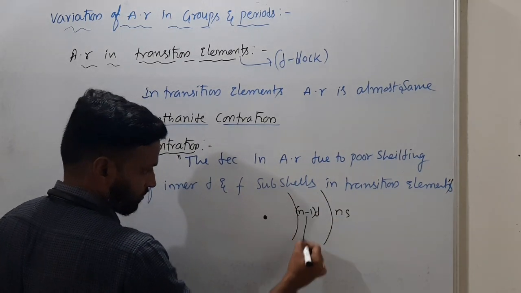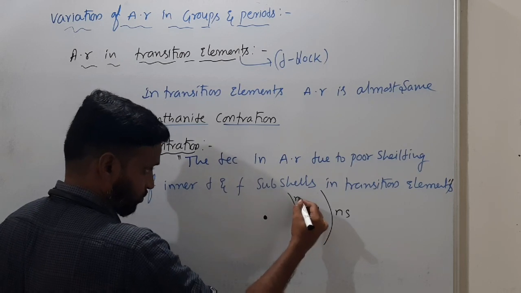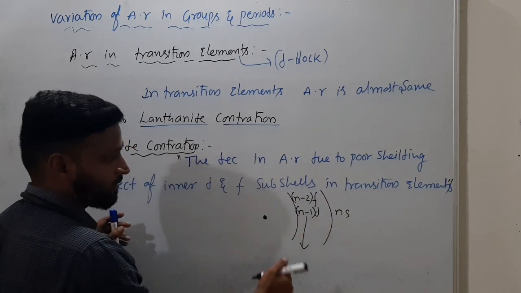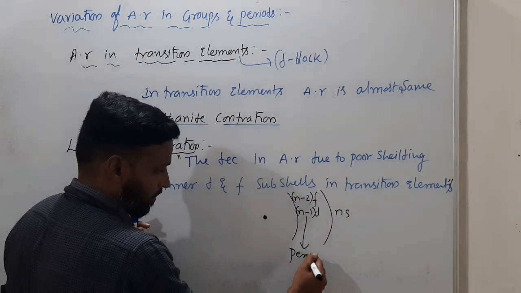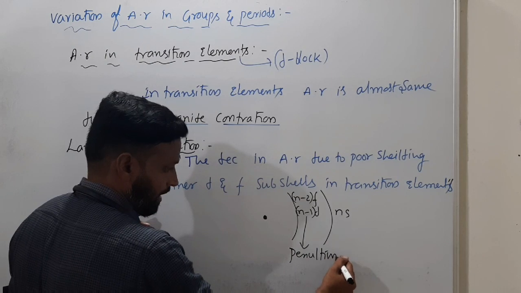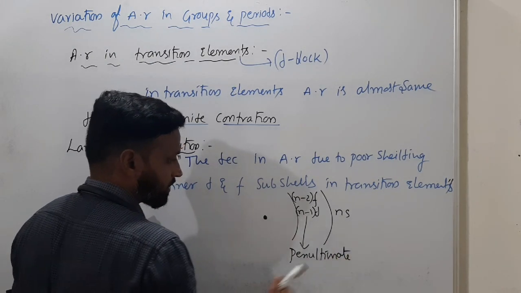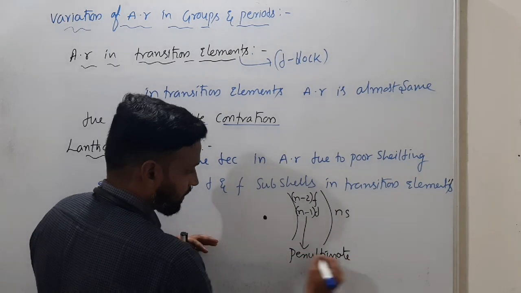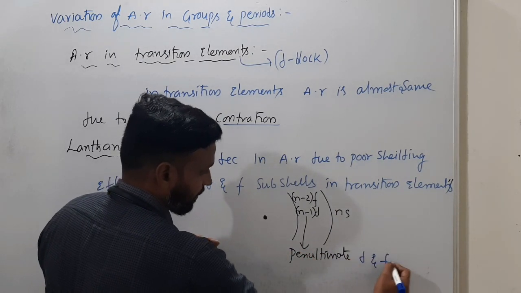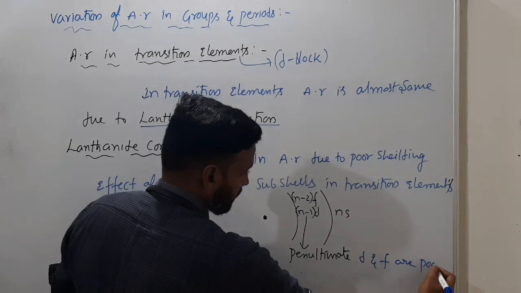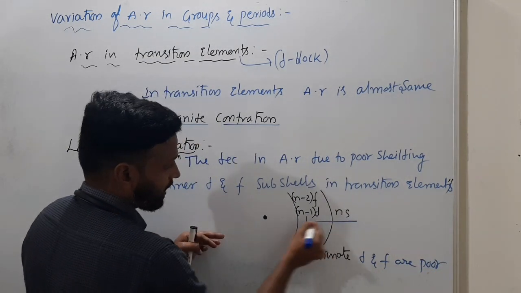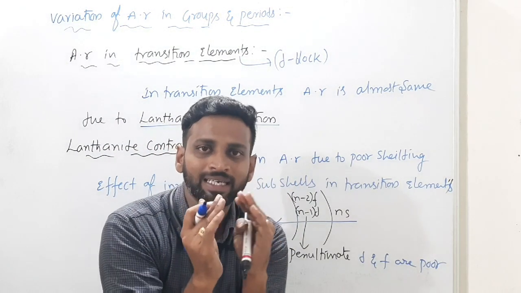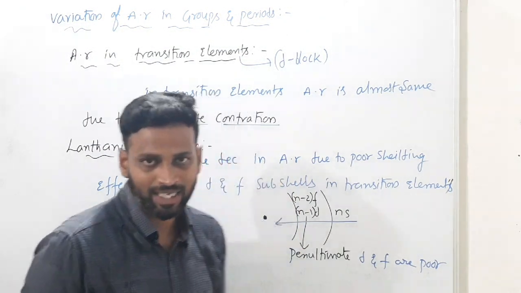What happens? The (n-1)d subshells and (n-2)f subshells are present as penultimate subshells, and these are poorly shielding. Penultimate d and f are poorly shielding. Certainly, these ns electrons will be attracted towards the nucleus, and the distance decreases. That decrease is called contraction actually.